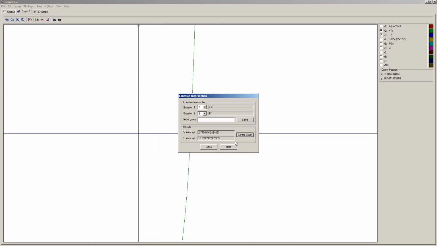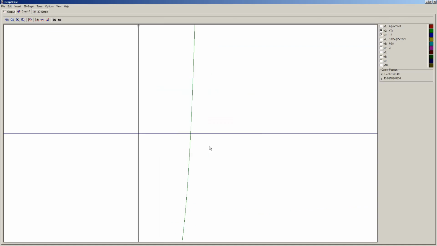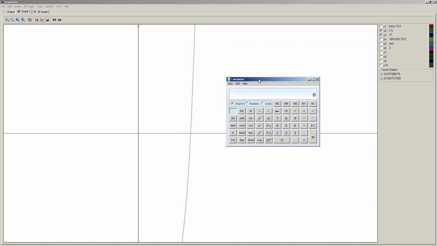Okay, very, very close. So if I were to come and use the calculator that I had just a moment ago, and I were to write, what was the answer? 2.7754 raised to the 2.7754. Look what I get. It's almost equal to 17. So probably to get it to be equal to 17 exactly, I have to take this out to an infinite number of decimal points.